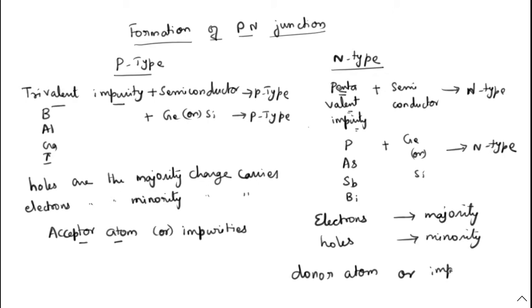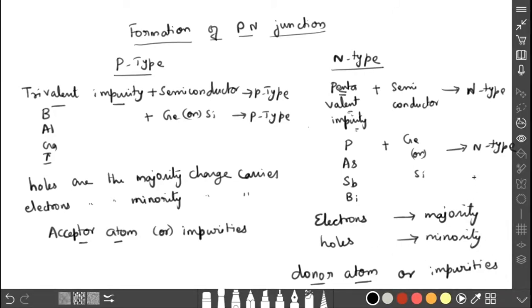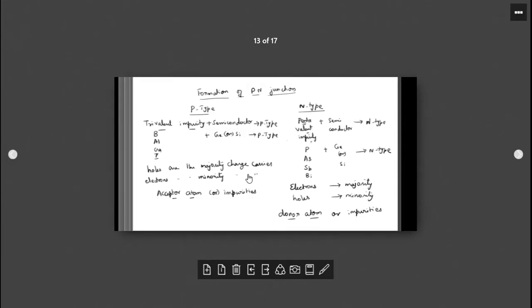Why is it named like this? Because this pentavalent impurity is ready to donate the electron. It has excess electrons, so it is ready to donate the electrons. That's why it is named as donor atom. So now we have a clear idea about P-type and N-type. So the next step, I would like to draw the diagram of what we discussed.